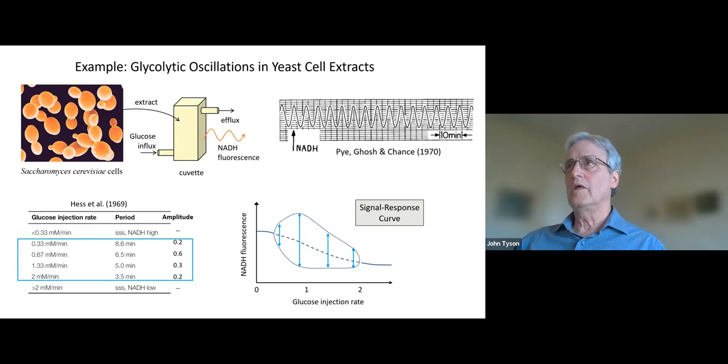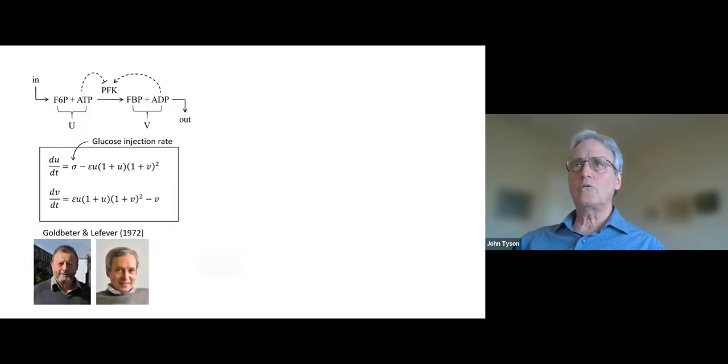In 1972, Goldbeter and Lefever introduced a little mathematical model of the glycolytic oscillations based on the regulatory properties of the enzyme phosphofructokinase, which is activated by its product ADP and inhibited by its substrate, ATP.